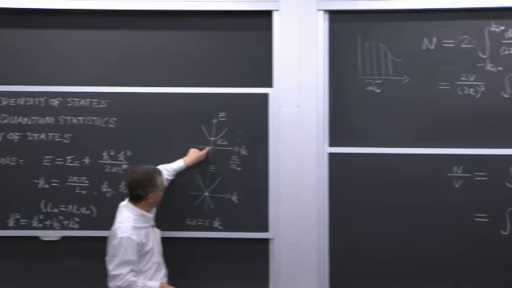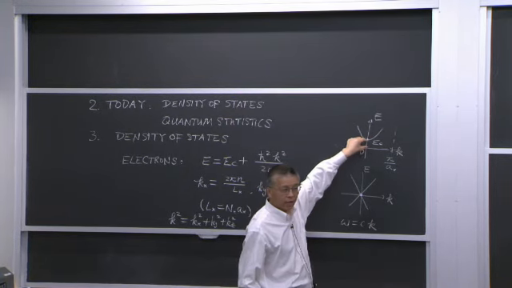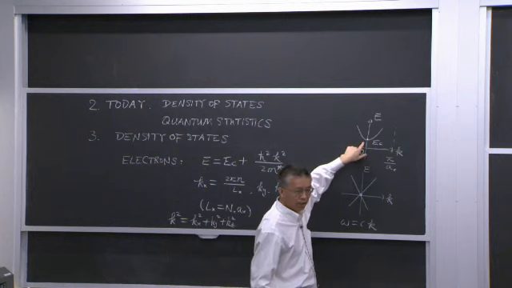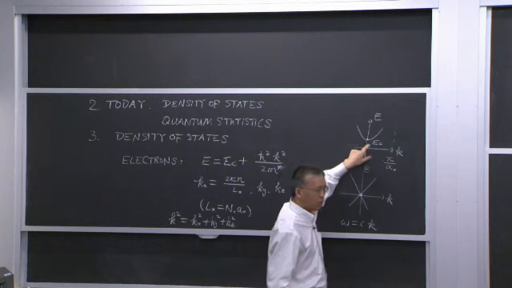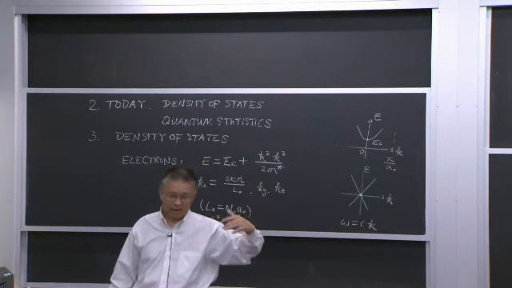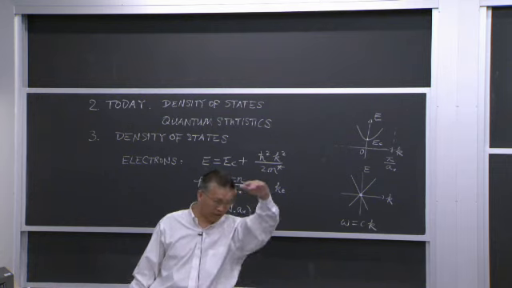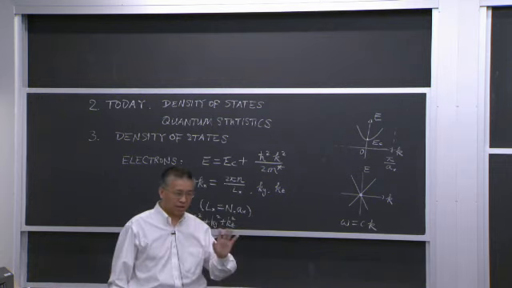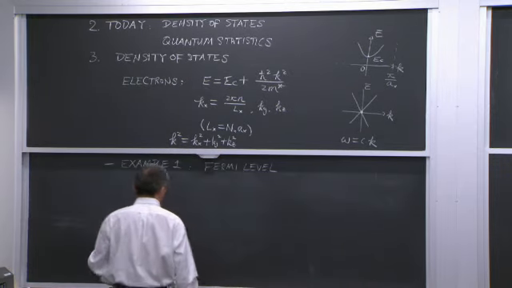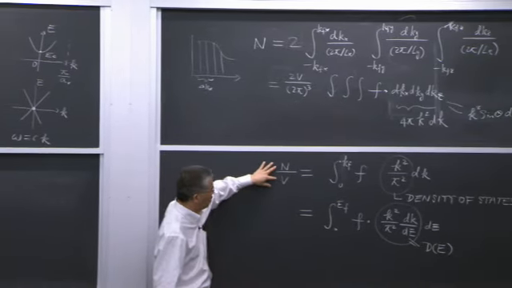Because between 0 and EC, there's no energy state. Electrons cannot fill between 0 and EC, right? So you have to be careful when you write those formulas and use them consistently. What's your reference, where you're doing your integration? Just a reminder.